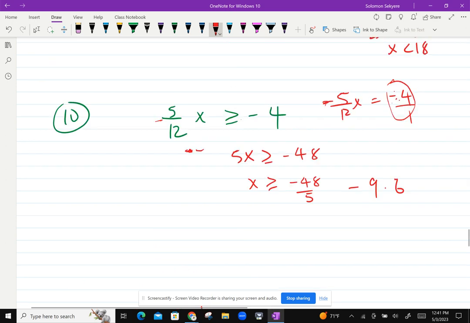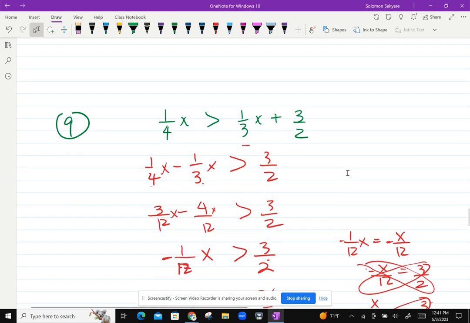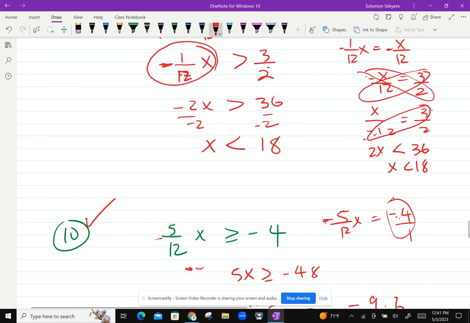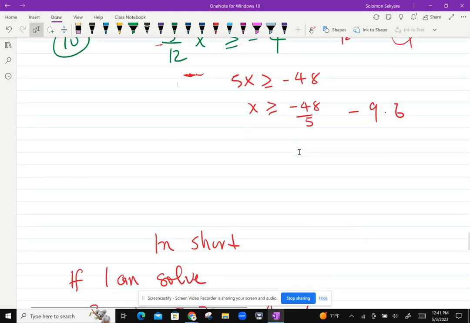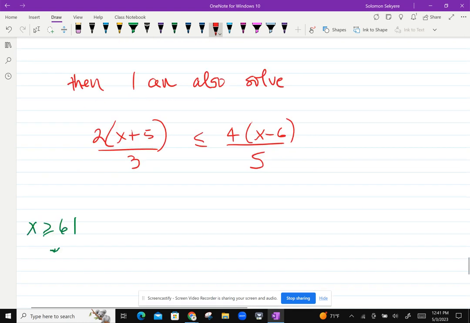So the difference between number 10 and number 9 is that here the negative sign was attached to my variable, so the sign of the inequality changes. Over here, number 10, my negative sign was not attached. It was attached to the other side. So I should not reverse the sign of my inequality. So we're done. Pretty much, if I can solve this equation, then I should also be able to solve this inequality.